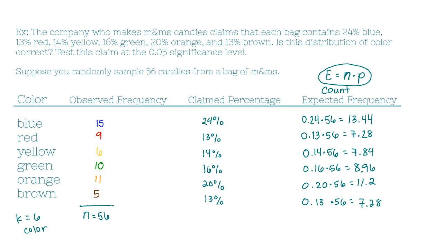The one that looks like it's the furthest off to me is the browns. We only counted 5 browns, and we would expect to get over 7 browns. So again, the point of this goodness of fit test is to see if each of these numbers are close enough, the observed and the expecteds. And maybe one like brown, is it too far off for us to say that M&M's company is wrong and they do not fit their claim distribution? Or, is it close enough? So now that we have all the observed and the expecteds, we want to go ahead and calculate our test statistic.